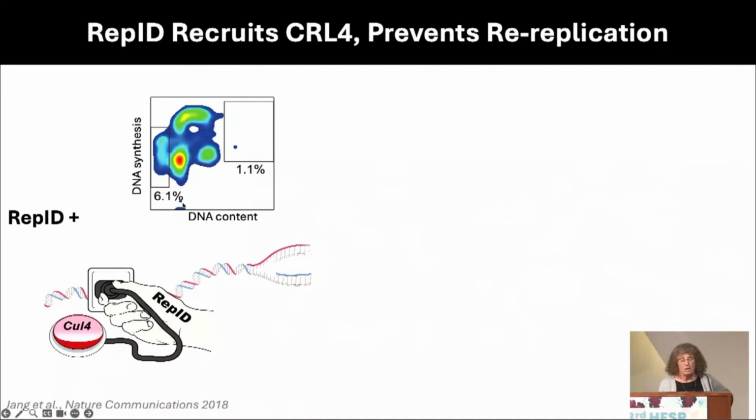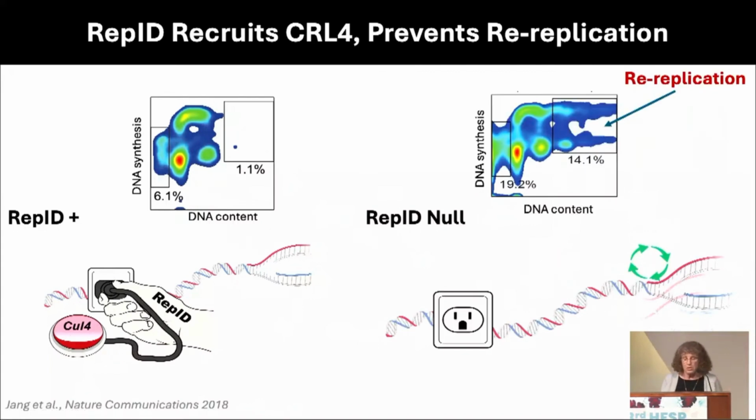What I'm showing here is a group of cancer cells that are stratified according to DNA content and according to the level of DNA synthesis. RepID, by bringing CRL4, prevents re-replication. In cells that are RepID null, on the other hand, we do see massive re-replication in the same cell type, and this is because RepID had not recruited the ubiquitin ligase in order to prevent the re-replication. So pre-replication complexes are recruited to chromatin that had already replicated, and then we see re-replication.